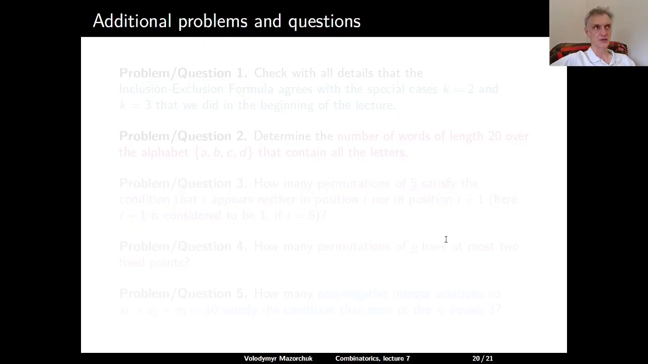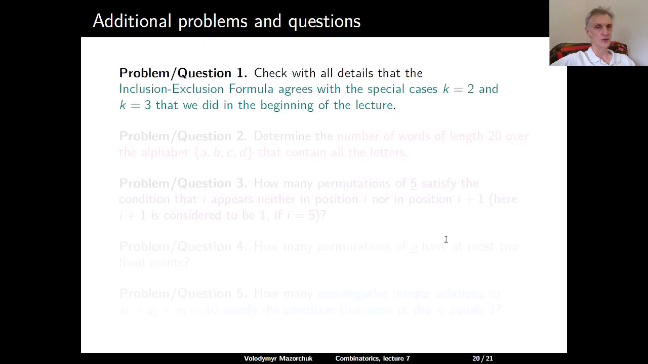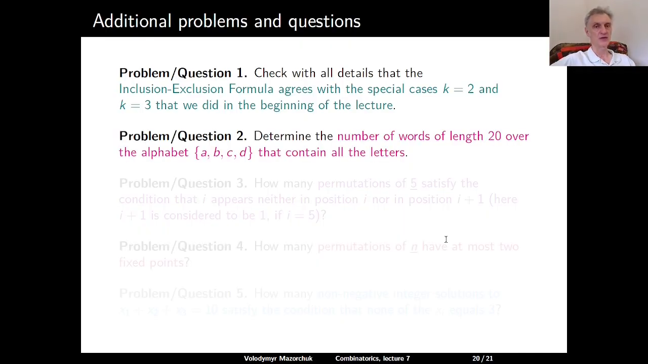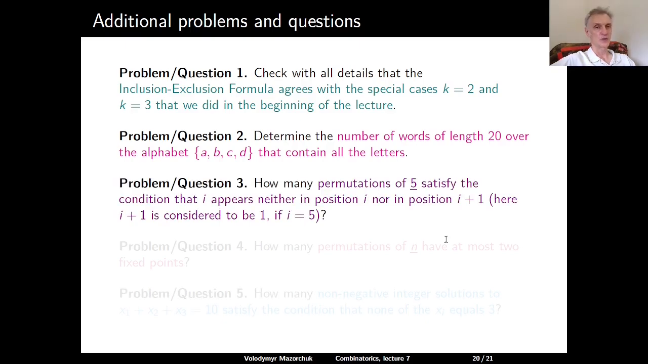Some additional problems and questions at the end. Problem question 1. Check with all details that the inclusion-exclusion formula agrees with the special cases k is equal to 2 and k is equal to 3, as stated in the beginning of the lecture. Problem question 2. Determine the number of words of length 20 over the alphabet A, B, C, D that contain all the letters.